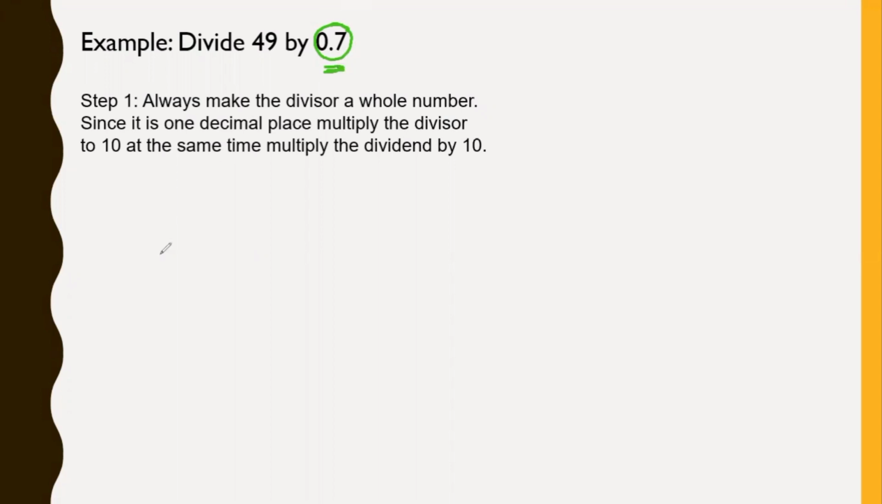Now, let us write this first. We have 49 divided by 7/10. Step 1 tells us to multiply the divisor and the dividend by 10. Kasi hindi mo pwedeng i-divide agad kung ang divisor mo ay isang decimal number. So we cannot proceed to division. Now, simply multiply both divisor and dividend by 10.